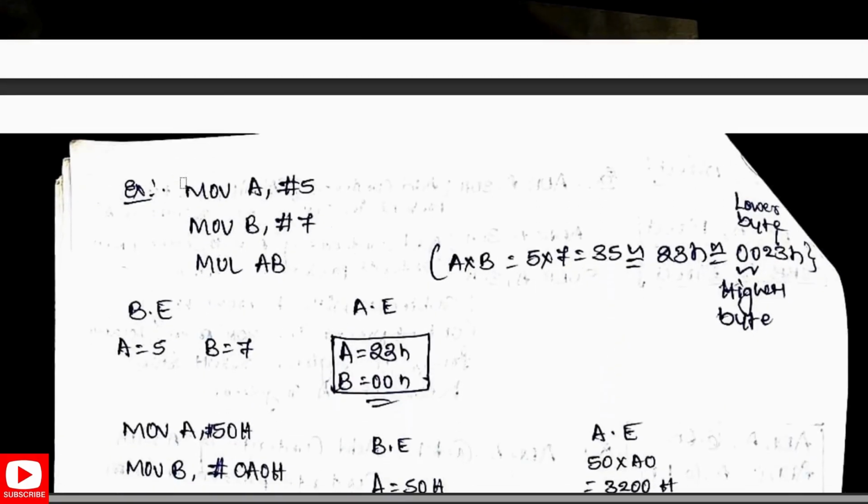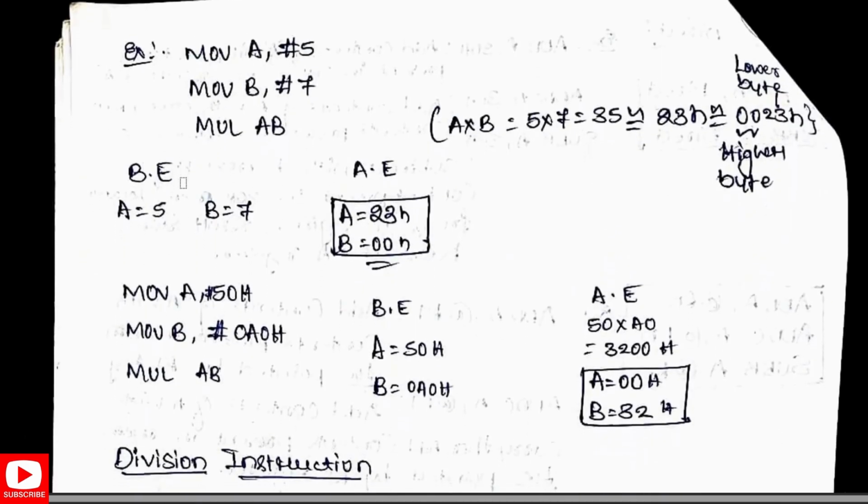For example, let us consider MOV A with 5 and B with 7. We have to multiply; that is the question here. So A cross B is 5 sevens, which is 35. When you write 35 in 16-bit, you will get it as 23H, which can be written as 0023H. So 00 is my higher byte and 23 is my lower byte. So 23 will get stored in A and 00 will get stored in B.